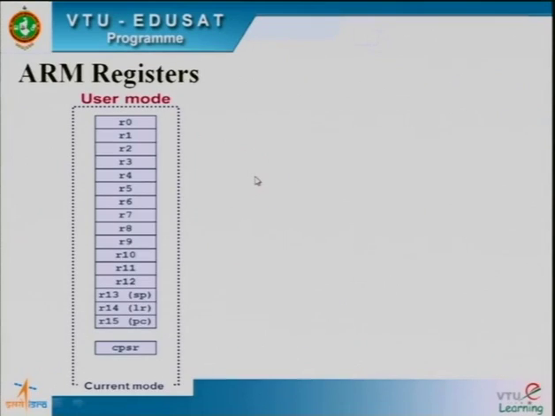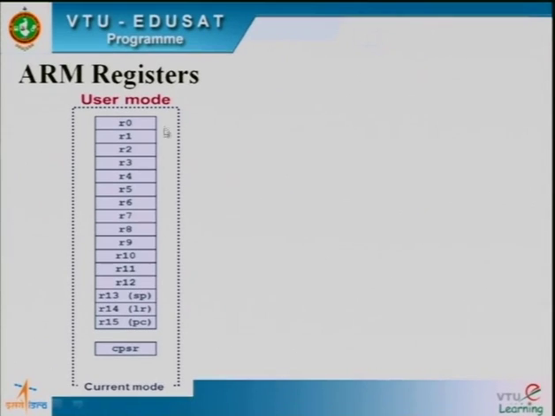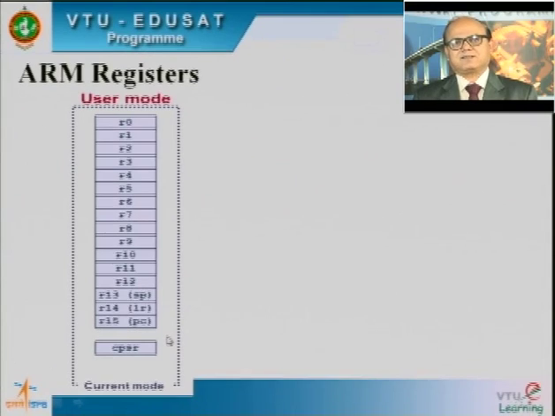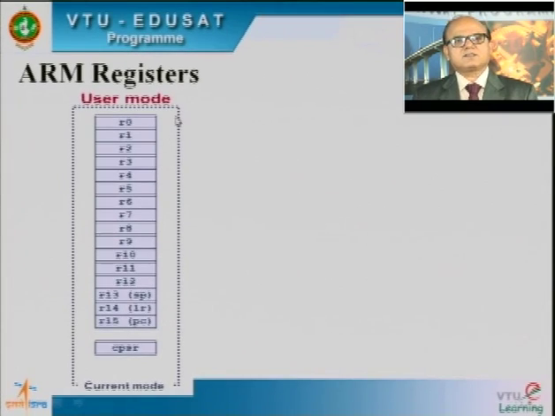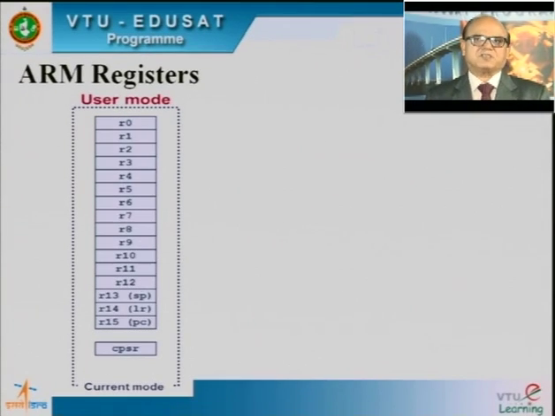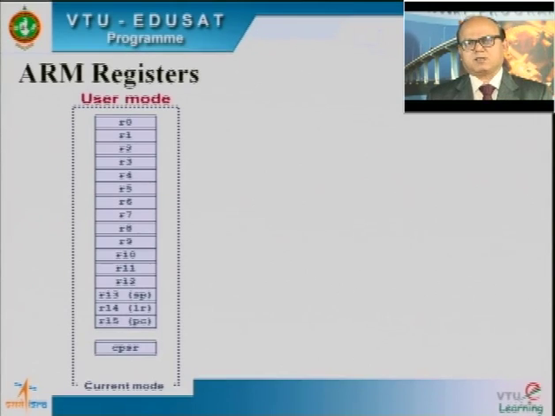So the normal user mode supports a register file comprising a total of 16 registers. So we have 16 registers available, which I can call the general purpose registers, GPRs. That means these registers are visible to the programmer, right. So 16 registers are available for the programmer, or they are visible.